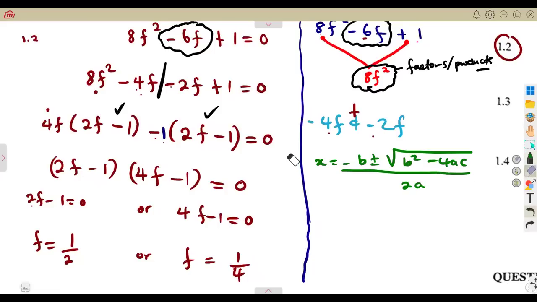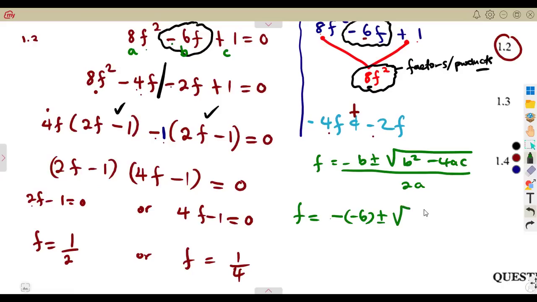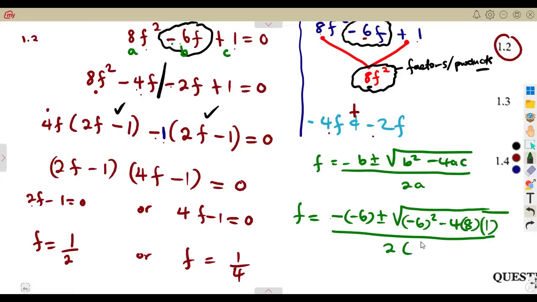But in this case, we're not considering x. What are we considering here? f. We are calculating f. So meaning to say f is equal to minus b. Remember, this will be your a, your b, your c. So that means our minus b is minus 6 plus or minus the square root of b squared. Our b there is minus 6. So that's minus 6 squared minus 4 times a, which is 8, times c. Our c is the constant there, which is 1. Everything over 2 times a, and our a there is 8.